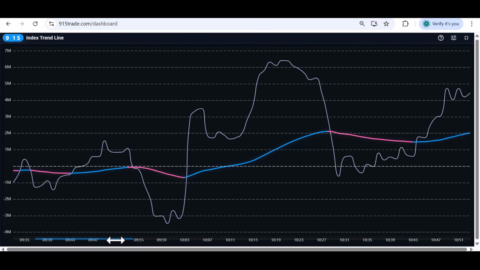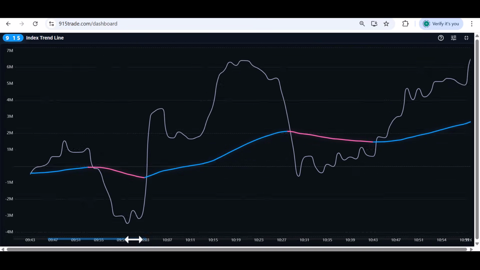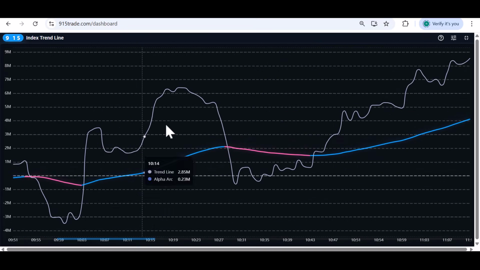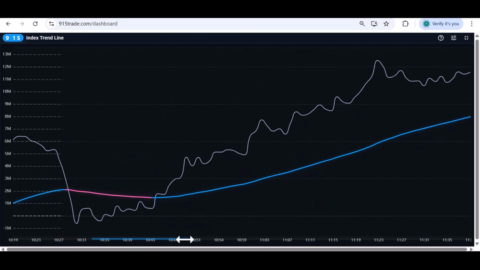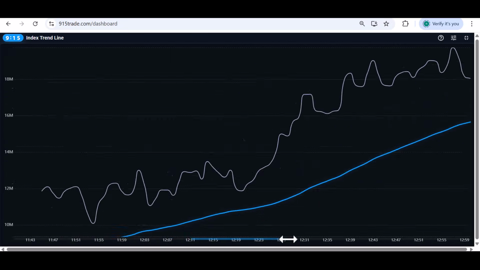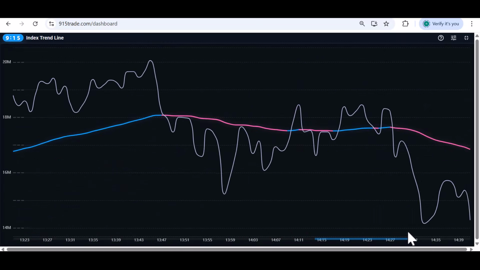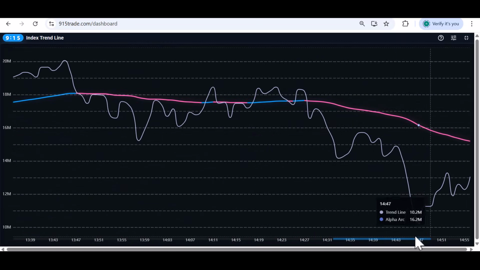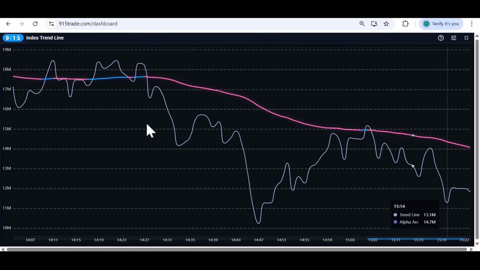Trend line is above the alpha arc and both are sloping up means strong uptrend. Expect price to go higher. Trend line is below the alpha arc and both sloping down means strong downtrend. Expect price to fall. Use the fast trend line to feel the live power and the alpha arc to confirm, yes, this move has legs.